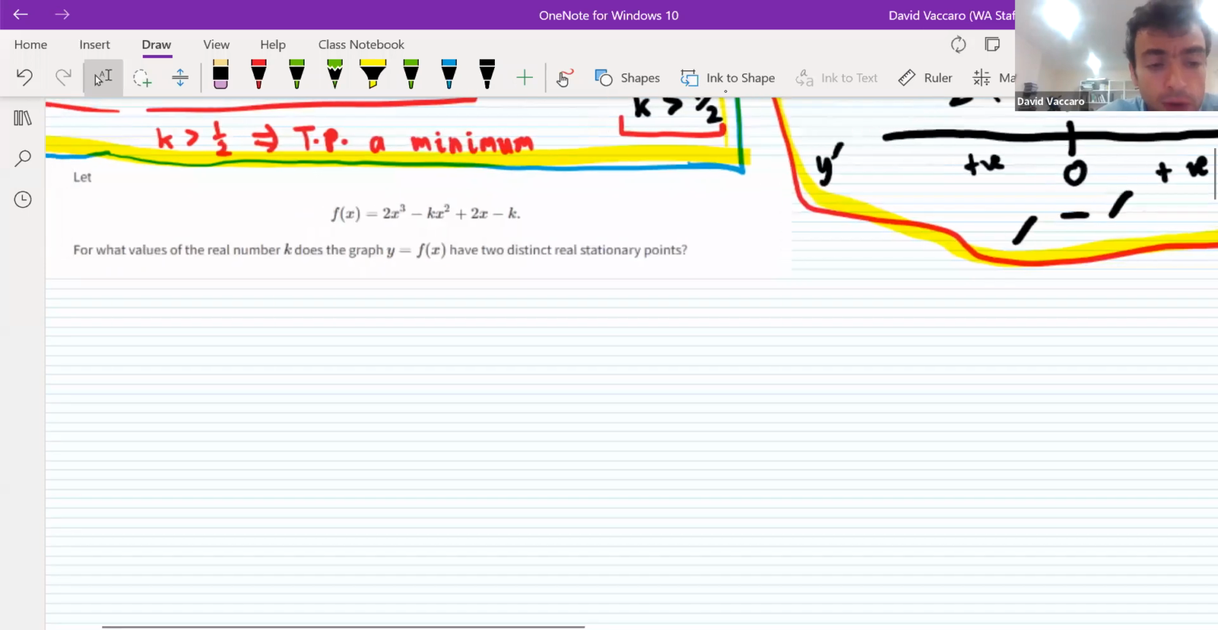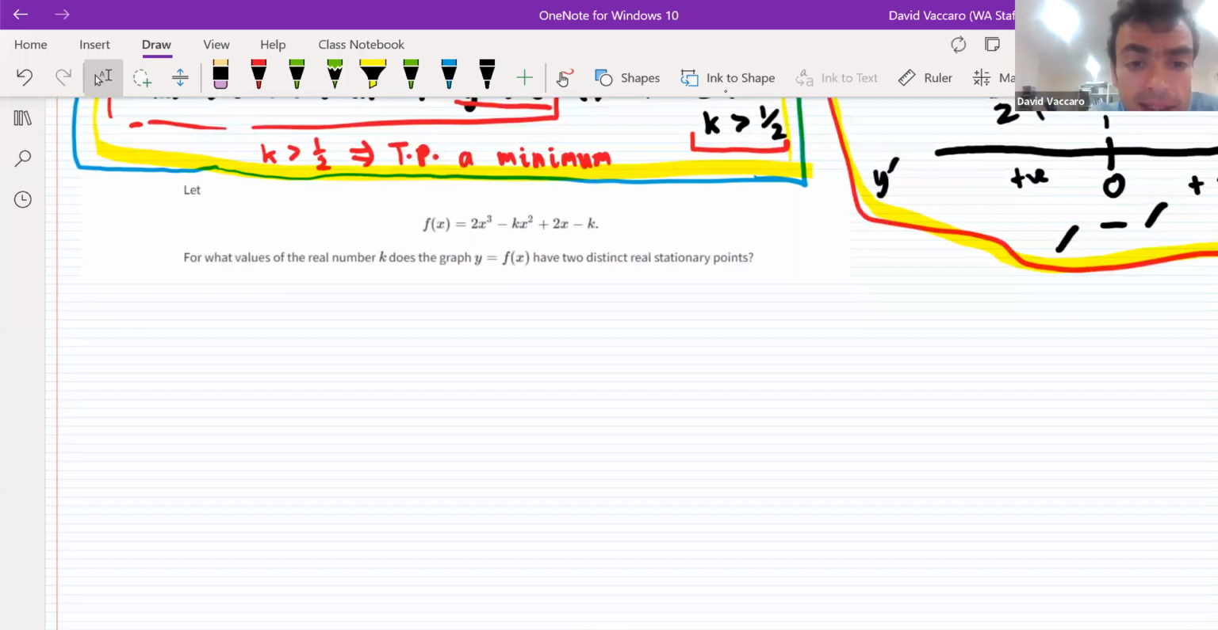Okay, let's move on to the next question. So let f of x equal 2x cubed minus kx squared plus 2x minus k. And it says, for what values of the real number k does the graph y equals f of x have two distinct real stationary points? So put in the chat, if you're keen, what you expect to do within this question. Otherwise, I'll just go through it without commentary. So yet again, k is our parameter.